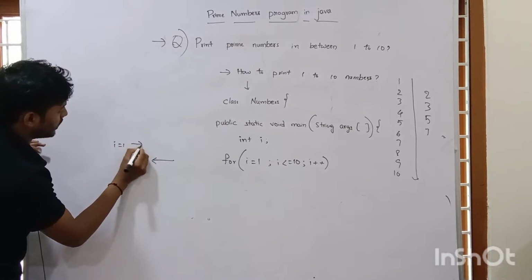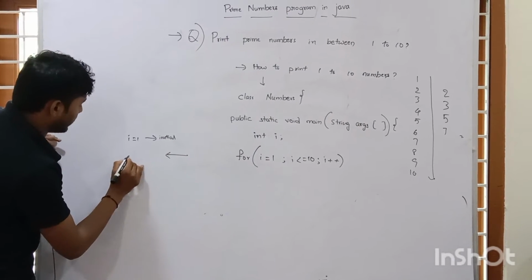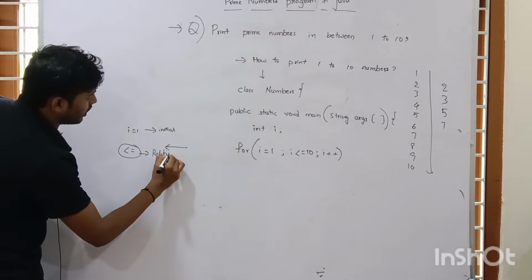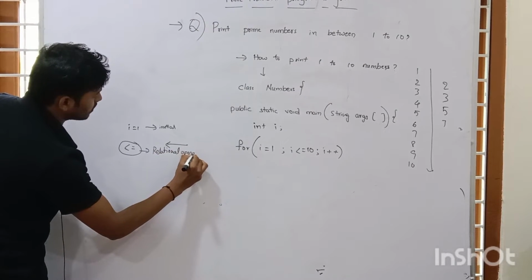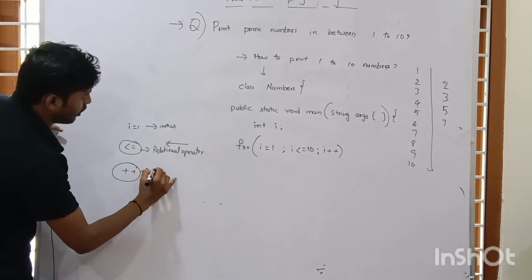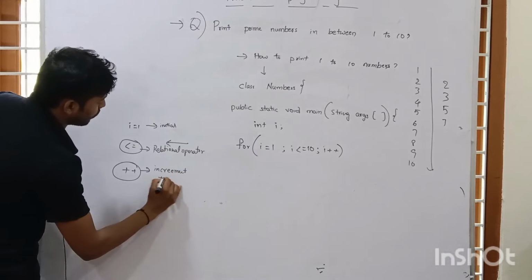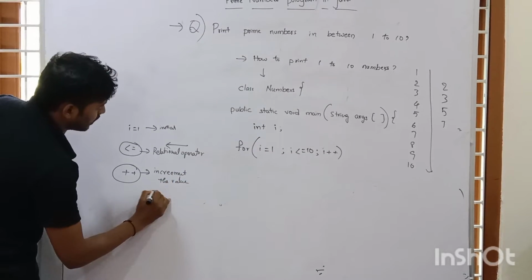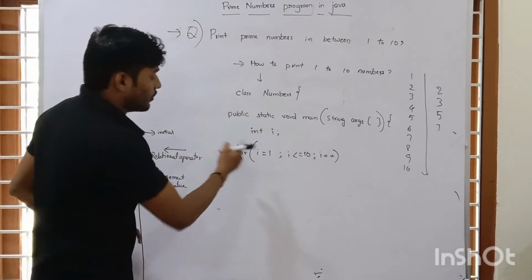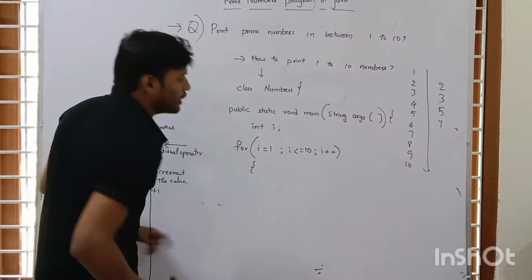In this line, i equal to 1 is the initial value, less than or equal to is one of the relational operators, and plus plus is one of the arithmetic operators, known as increment, which increases the value by 1. This is the first line of the for loop syntax, the initialization, and then we need to open the brace.